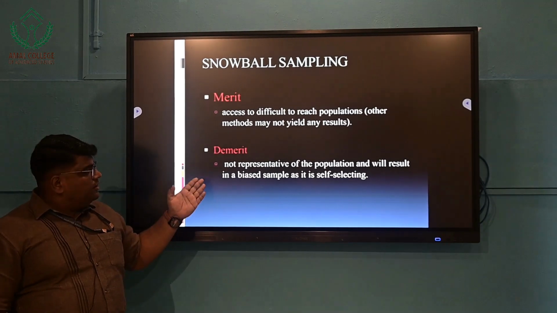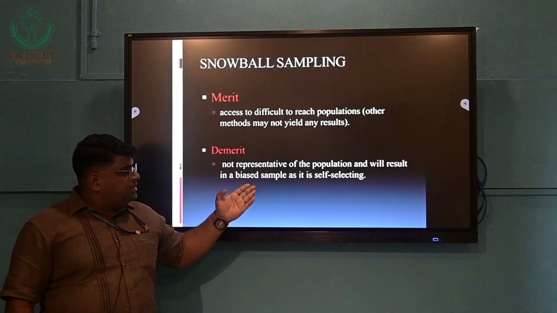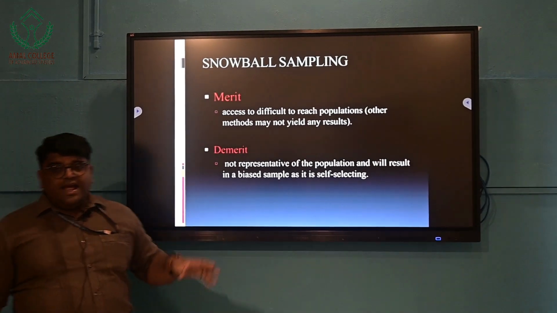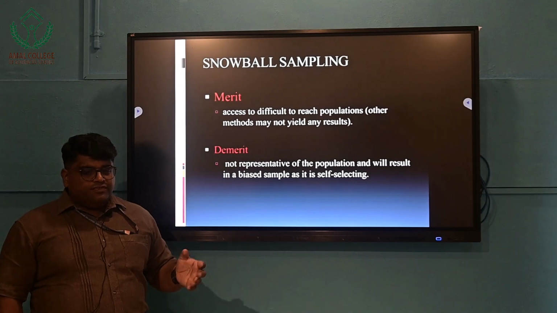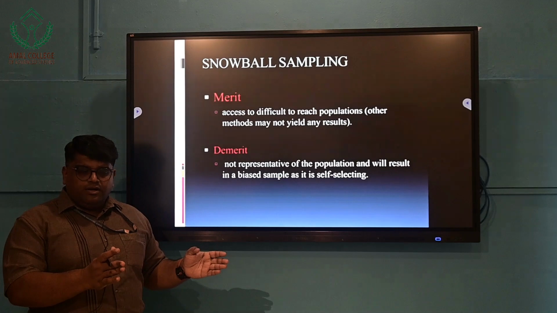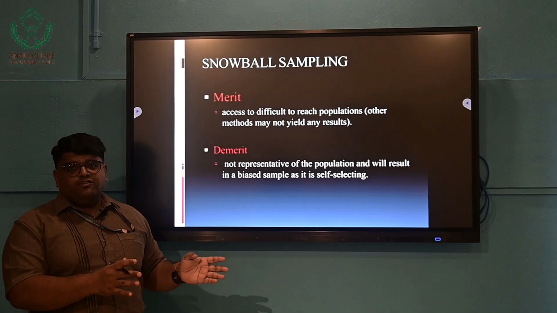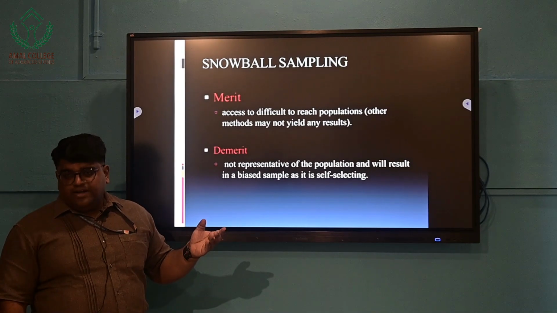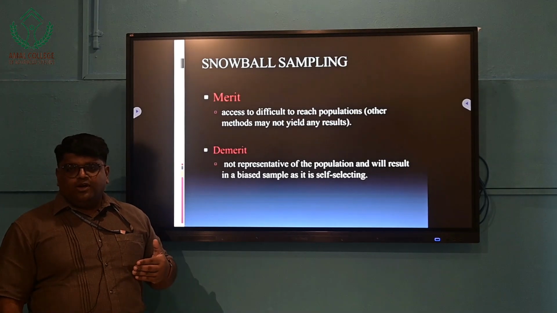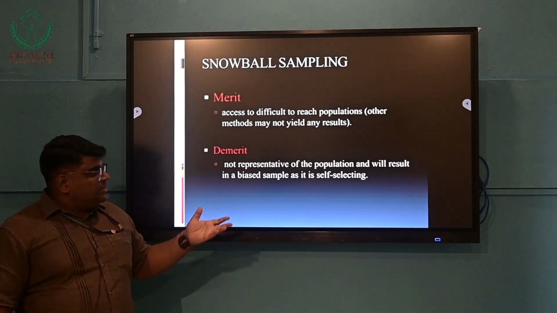The demerit is that it is not representative of the population and will result in a biased sample as it is self-selecting. The thing is that ex-NRI. So if suppose my focus area is Gulf, it is not necessary that that particular ex-NRI is from a Gulf background. Maybe he has spent his life in a European nation and came back to his hometown. So there can be small gaps. So that is the big demerit.